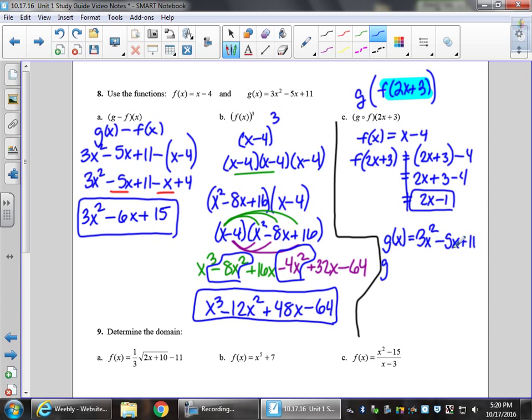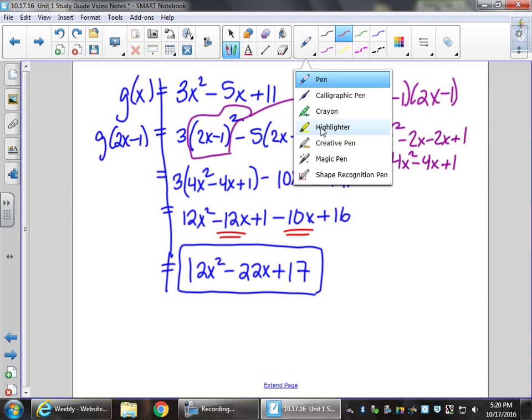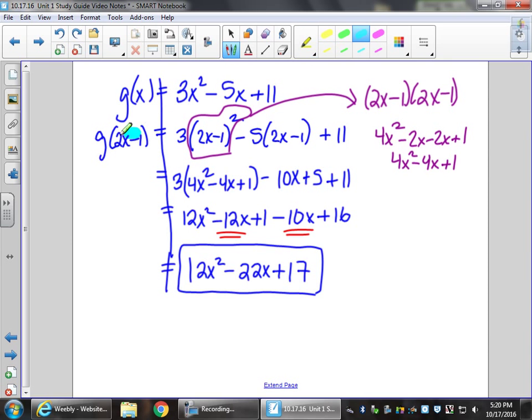I still made sure I wrote my guide, right? Ultimately, we're plugging this result into g. So g of x equals 3x squared minus 5x plus 11. Substituting in the 2x minus 1, wherever we saw x, we plugged in 2x minus 1. And after that, it was straight up algebra. Very good.